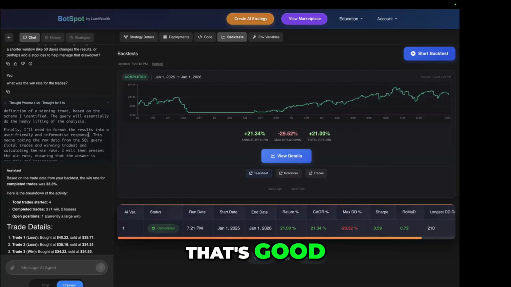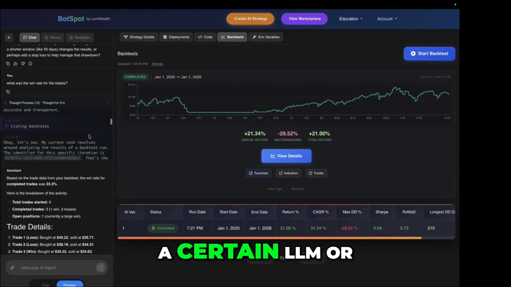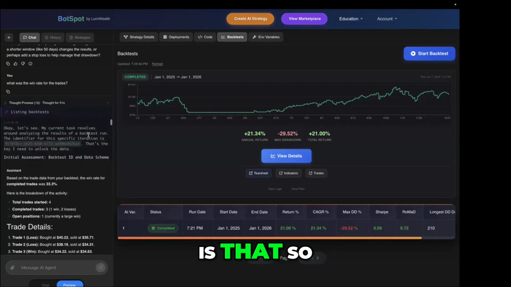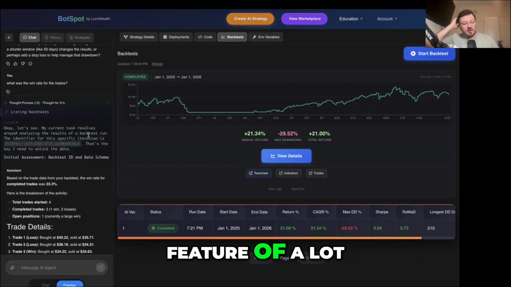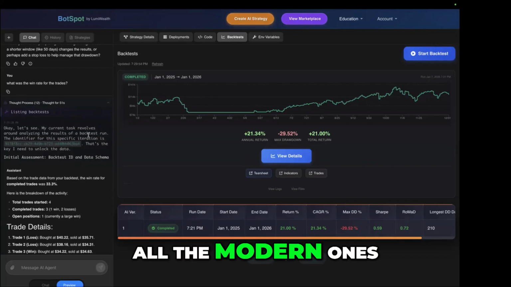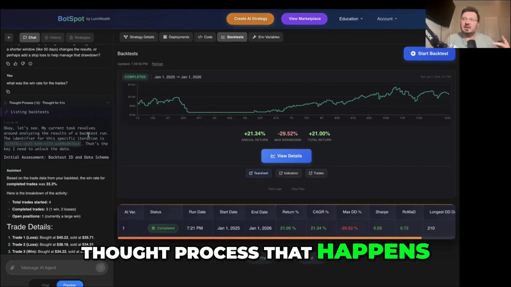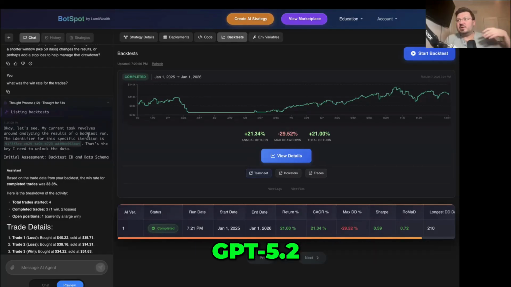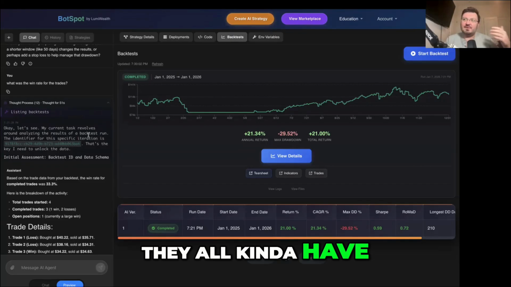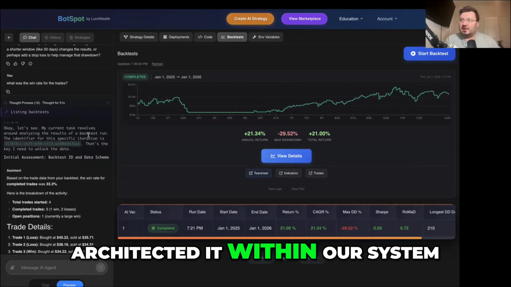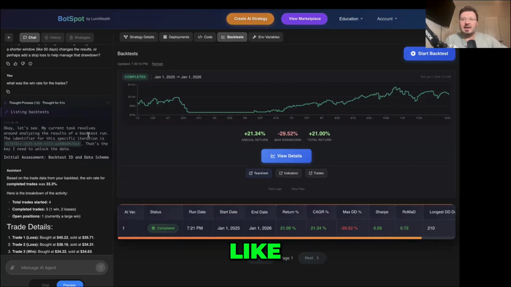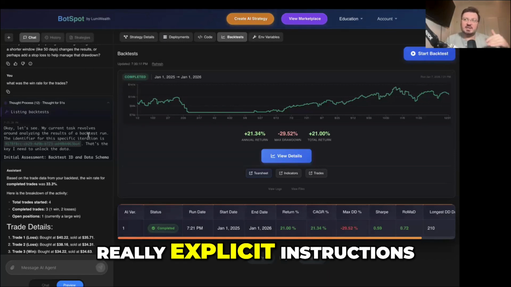Yeah, no, that's good. Is that a feature in a certain LLM? So that's kind of a feature of a lot of LLMs now. All the modern ones have this thought process that happens. GPT 5.2, Gemini 3, they all have this built in. But it's also the way that we have architected it within our system. Because we explain to it, if you need to analyze trades, this is how you do it. If you need to do whatever searching, this is how you do it. We give it really explicit instructions.